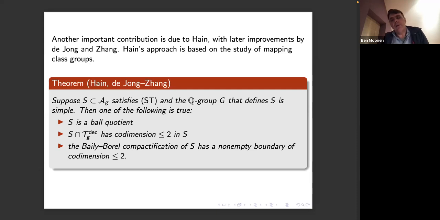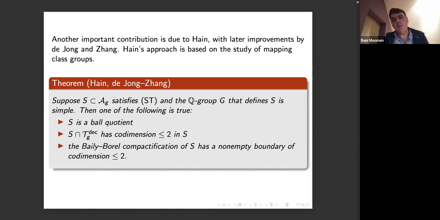Suppose you have a counterexample. Suppose you have a subvariety S in A_g that satisfies these conditions that I mentioned. And well, as I said, such a special subvariety somehow comes from a Shimura datum. So there is always a Q-group involved. It's actually the generic Mumford-Tate group on your variety S. And suppose that's a simple group over Q. This is actually not an essential condition, I'll come to this in the next slide. This is not an essential condition at all.